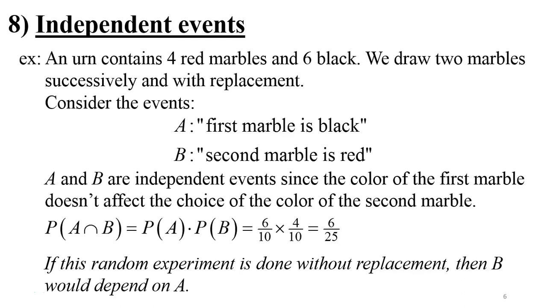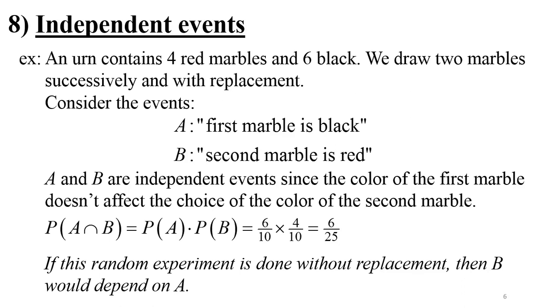So I consider the events A, the first marble is black, and B, the second marble is red. Now, why is it that these two events are independent? It's because the experiment is done with replacement. So the choice of the second marble is not affected by the choice of the first one, because the first one had its color noted and was put back in the urn.